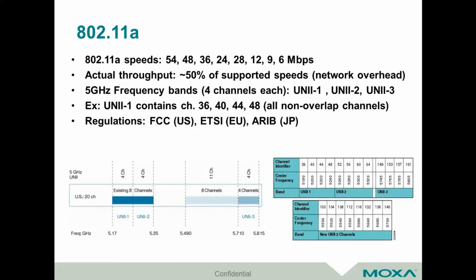Now this is what the spectrum looks like for 802.11a. As I mentioned, there are some higher frequency bands. The one thing to be aware of with 802.11a is that some of the channels in the UNII-2 and the UNII-3 bands are also the same frequencies that are used for radar. So if you want to use some of those higher frequency bands, you have to make sure that the device you are choosing is going to support DFS.